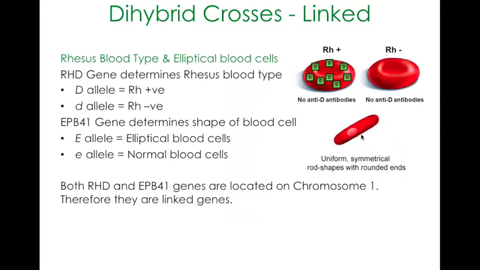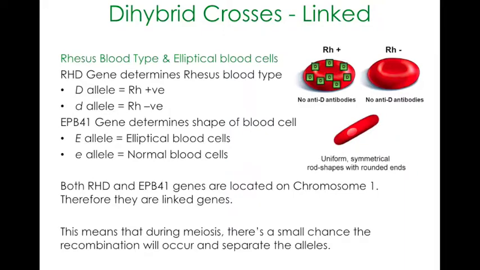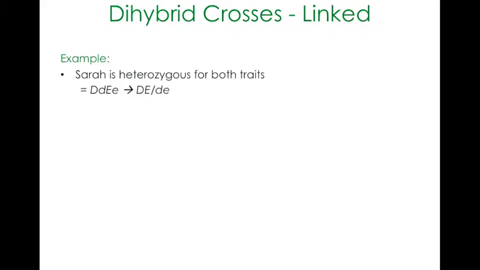Now, both RHD and EPB41 are located on chromosome 1, and therefore they are linked. This means that during meiosis there is a small chance that the alleles will be separated, but the majority of the time they are going to land on the same chromosome. So let's take a look at that. If we assume that Sarah is heterozygous for both traits, remember, they are linked, and so we use a dash or a slash to separate them.